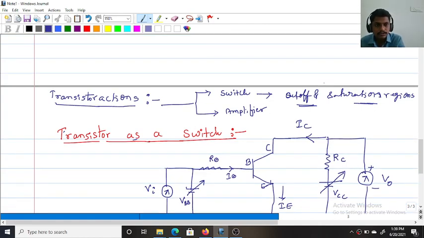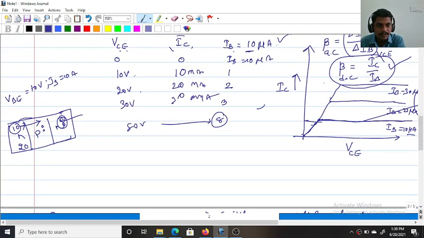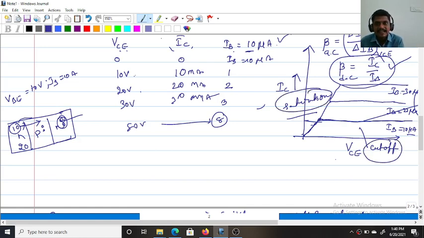Now, I already told you about the saturation and cutoff regions. I want to represent the cutoff region here. If the base current is zero, the diode does not conduct, and it is said to be in the cutoff region. After reaching the maximum value, the current saturates. This is called the saturation region. When the transistor is in the saturation and cutoff regions, it acts like a switch.